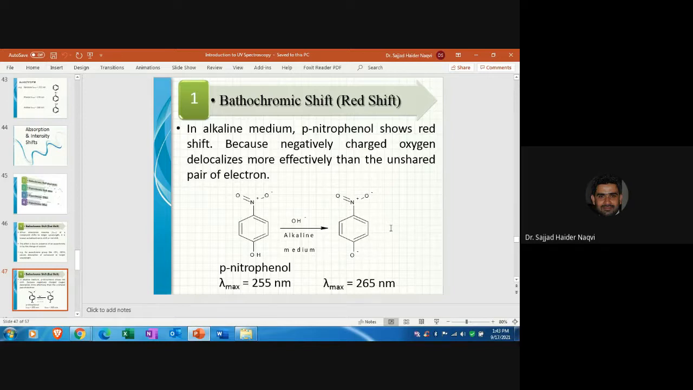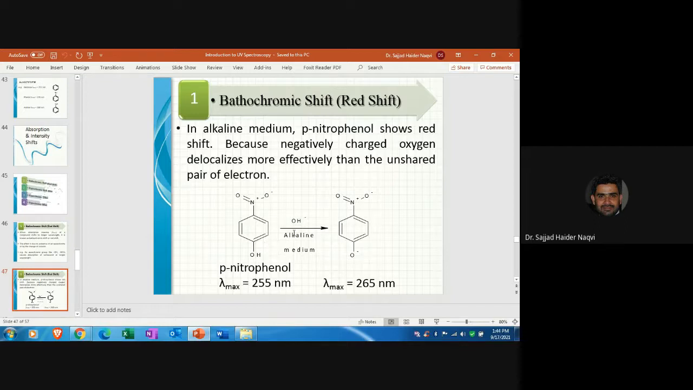In the alkaline medium, as I said, the solvent plays a role. In alkaline medium, p-nitrophenol shows a red shift because the negatively charged oxygen delocalizes more effectively in alkaline medium than the unshared pair of electrons. And you can see here that this p-nitrophenol has a maximum absorption at 255 nanometer.